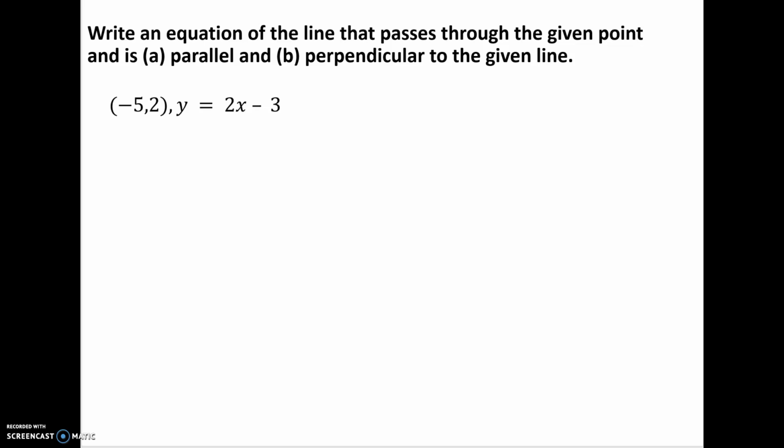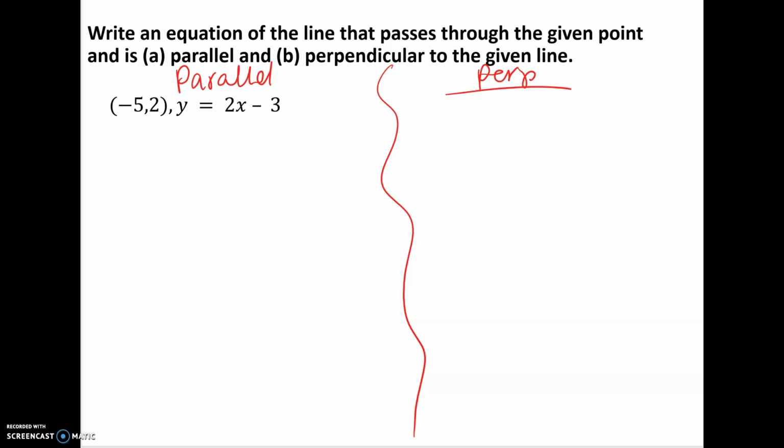Okay, here's another one. Write an equation of a line that passes through the given point and is A, parallel, and B, perpendicular to the given line. So this is like two different problems. So I'm going to split my slide in half. On the left side, I'm going to do parallel. On the right side, I'm going to do perpendicular.